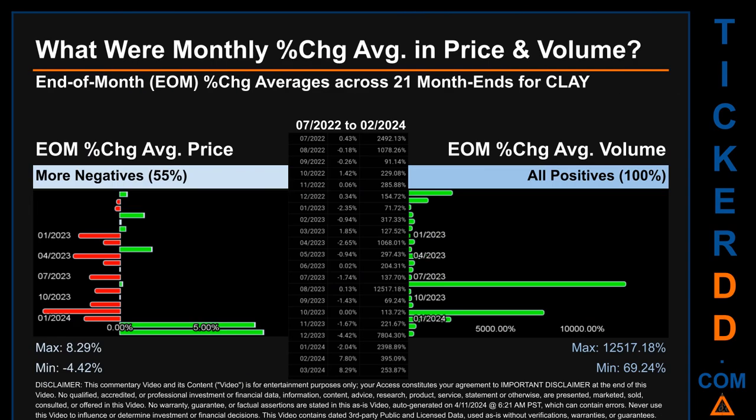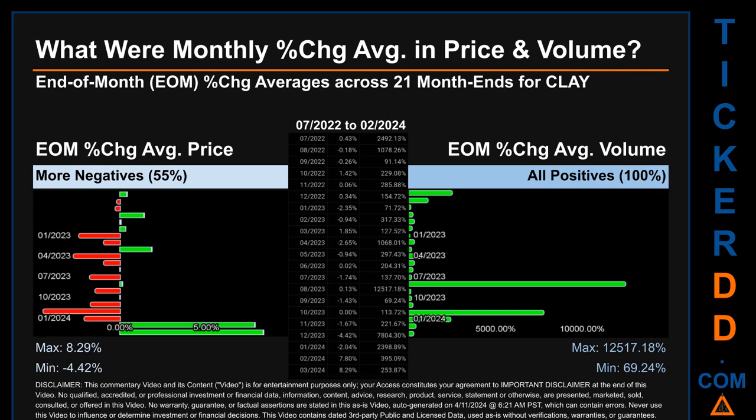What were end-of-month percentage change averages in price and volume for CLAY? The monthly average of percentage change in price and in volume were calculated for each of the 21 month ends. That calculation took daily percentage changes and averaged them for each given month. If a month end came out negative, then it means that the month summarily saw a negative change.